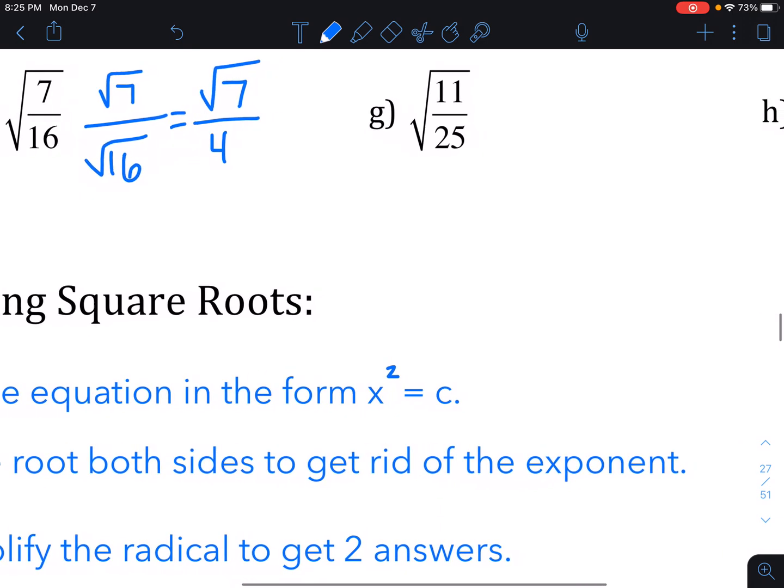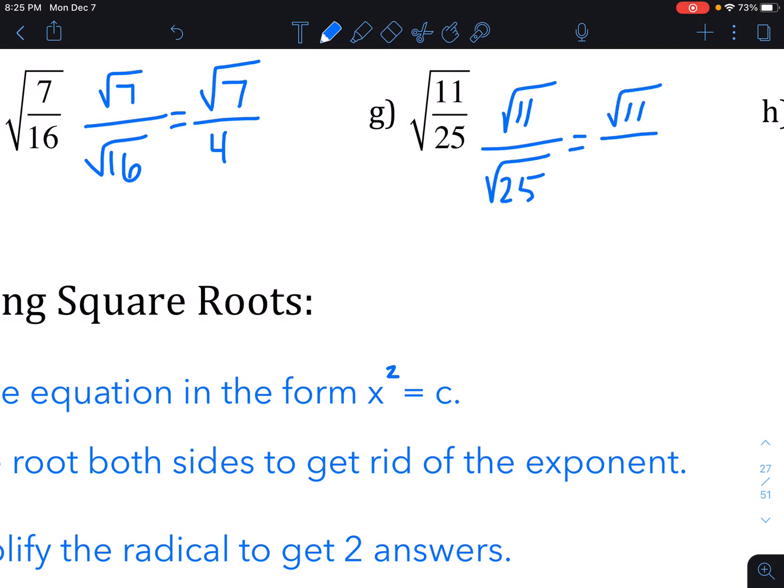G is very much the same thing as F. This can be rewritten as the square root of 11 divided by the square root of 25 because the radical is covering the entire fraction. The square root of 11 is a prime number. It cannot be simplified, so carry it over. And then the square root of 25 can be simplified to 5. So remember, when you're square rooting a number, get rid of the radical.